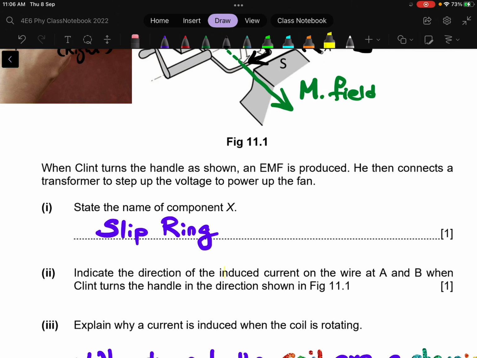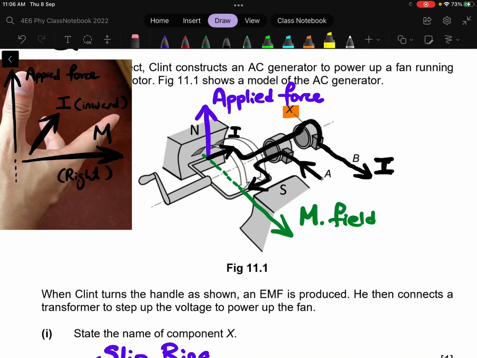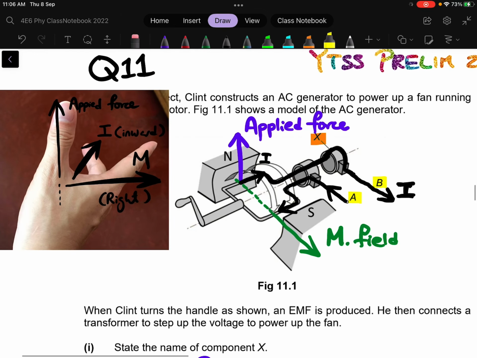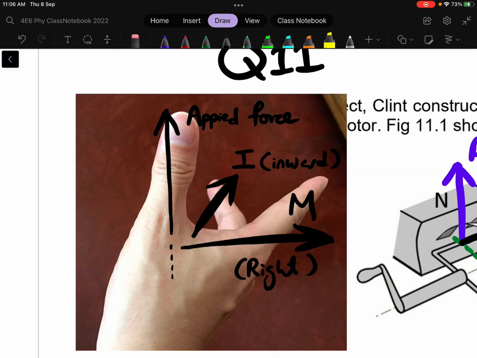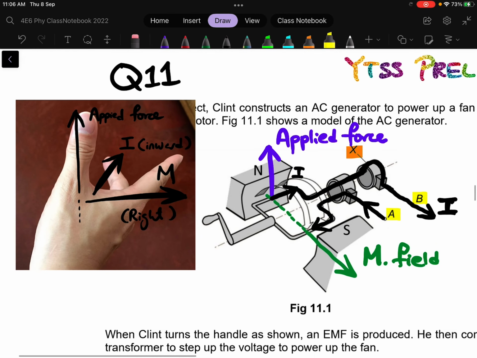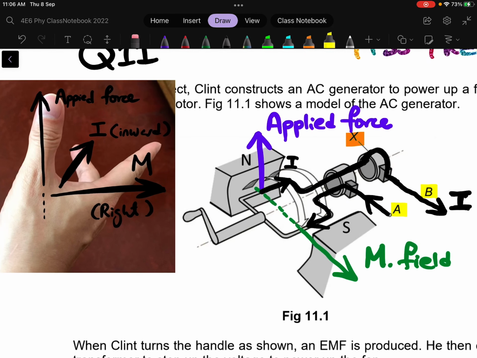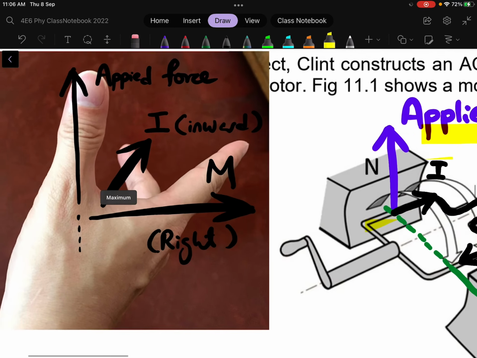In part 2, I'm asking you to label the direction of the induced current at A and B. You need to respect the question and draw the direction of current at A and B. Here you need to use your Fleming's right hand rule, and your hand should be orientated like this. If you have problems orientating your right hand, please come and see me so that I can help you. I have given you a quick sketch over here. I'm not sure if you can align your right hand to it, but basically your magnetic field is over here, applied force, and then you will be able to find out the direction of current on this particular wire.